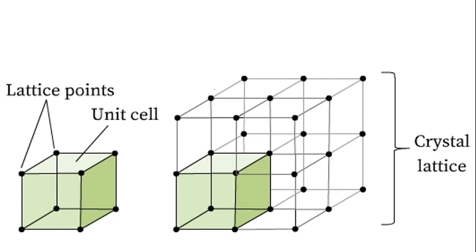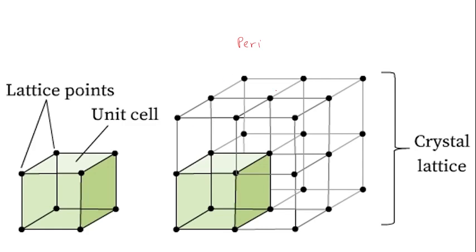Suppose this is your crystal lattice. Since it is a crystal, that means there will be some periodicity. There will be some repetition in the distribution of the atoms. That is what a crystal is. So that smallest cell which can represent the whole crystal lattice is called the unit cell.